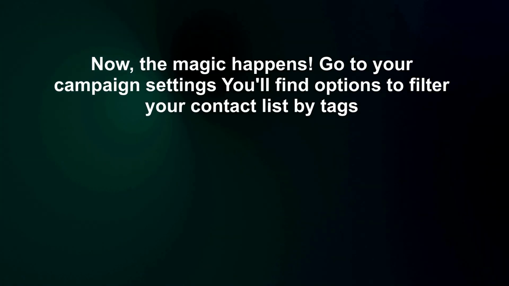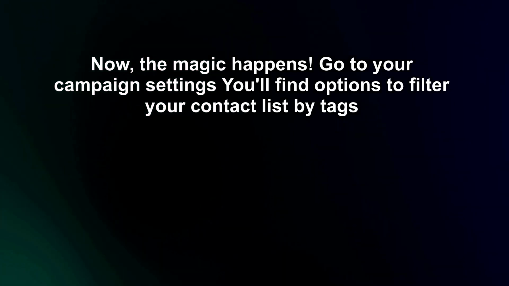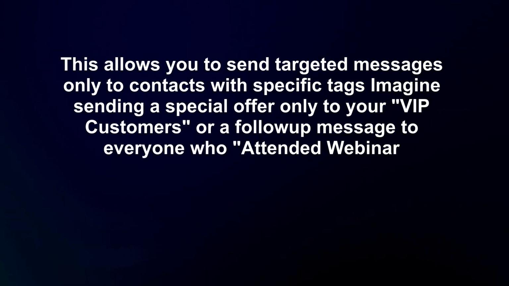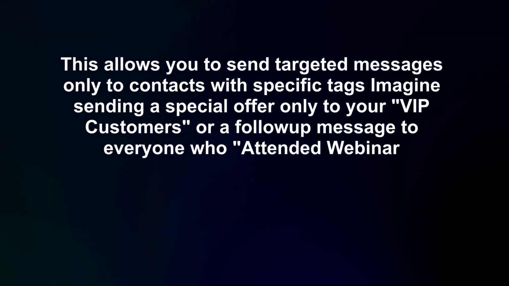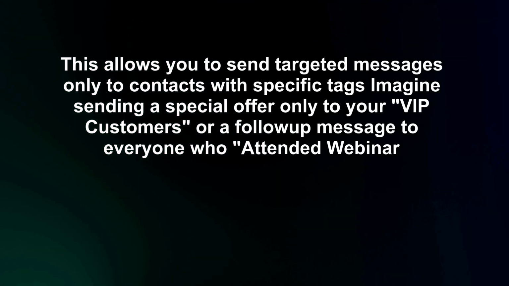Now, the magic happens. Go to your campaign settings. You'll find options to filter your contact list by tags. This allows you to send targeted messages only to contacts with specific tags. Imagine sending a special offer only to your VIP customers or a follow-up message to everyone who attended webinar.